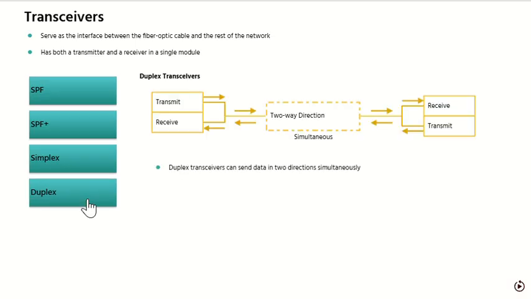Duplex transceivers can send data in two directions simultaneously. They support bidirectional communication, which means they can transmit and receive data at the same time. Therefore, we need to have at least a pair of cables connecting two devices. For example, if device A is connected to device B, the fiber cable used to send a signal from device A is the one that device B will also use to receive it.